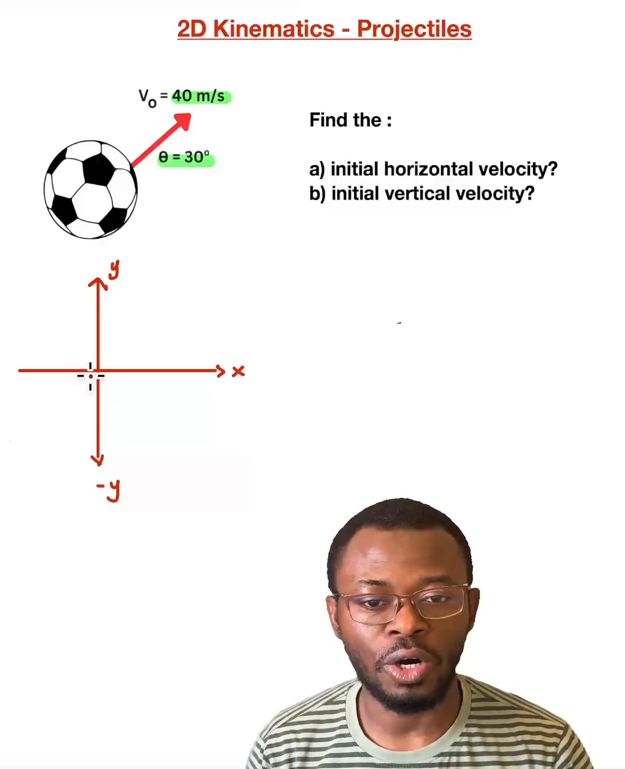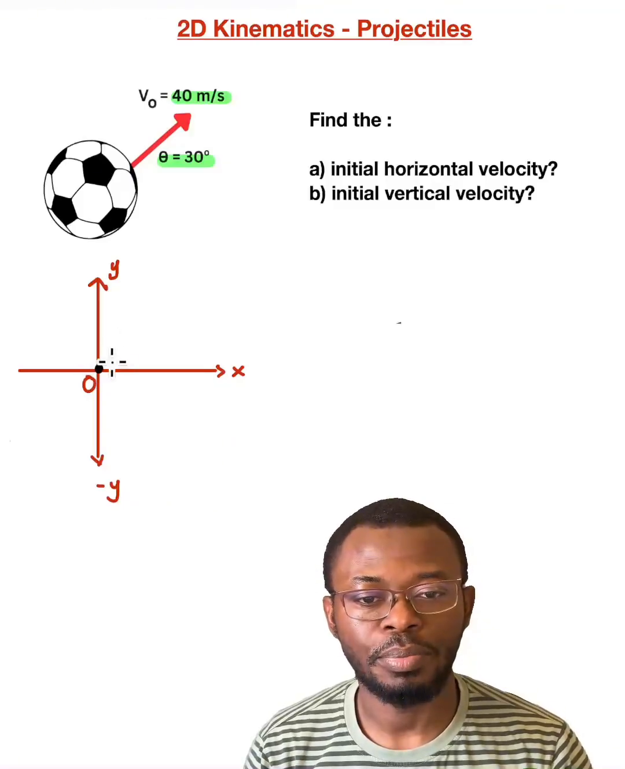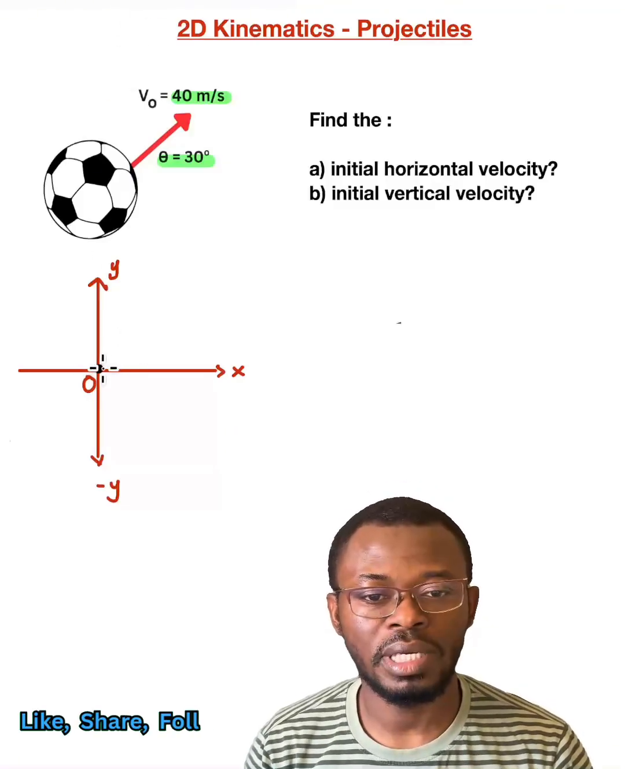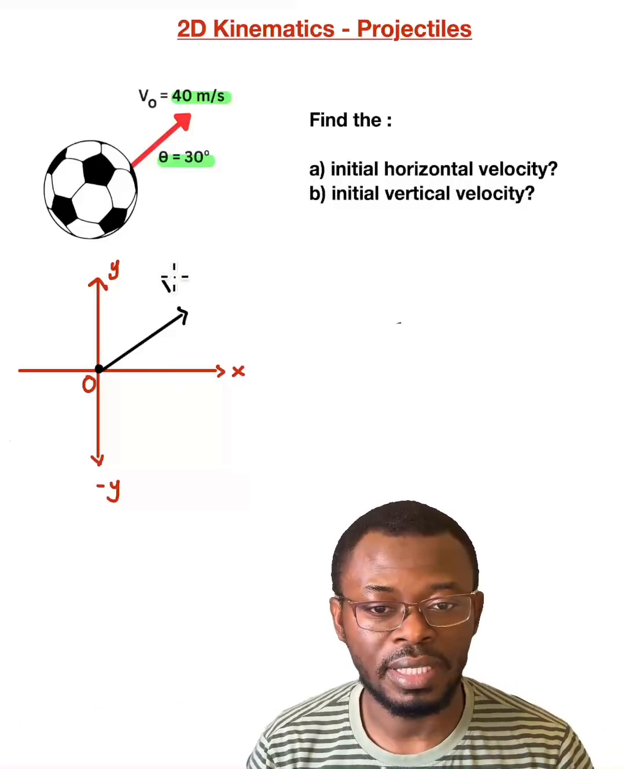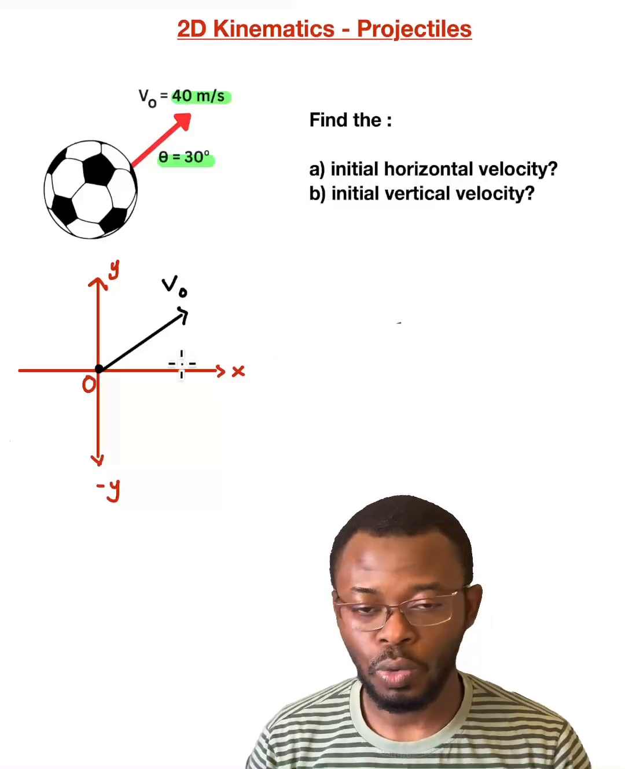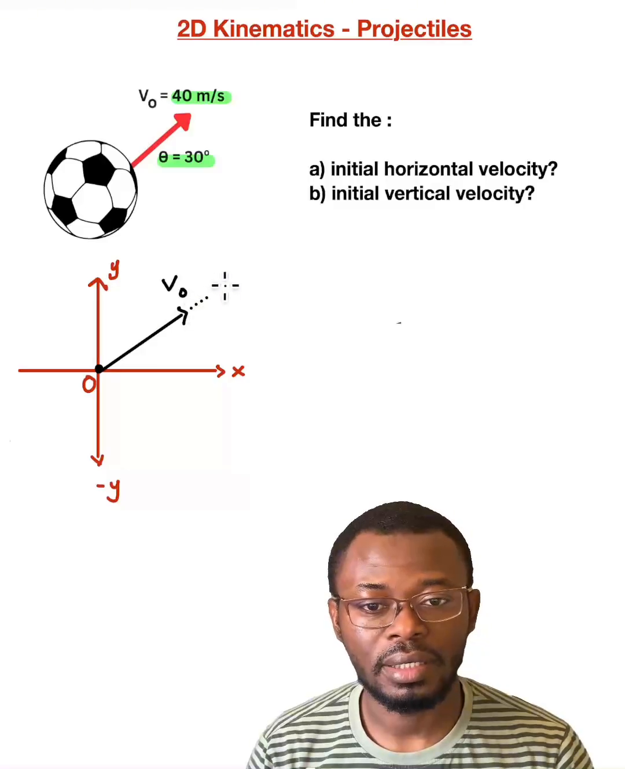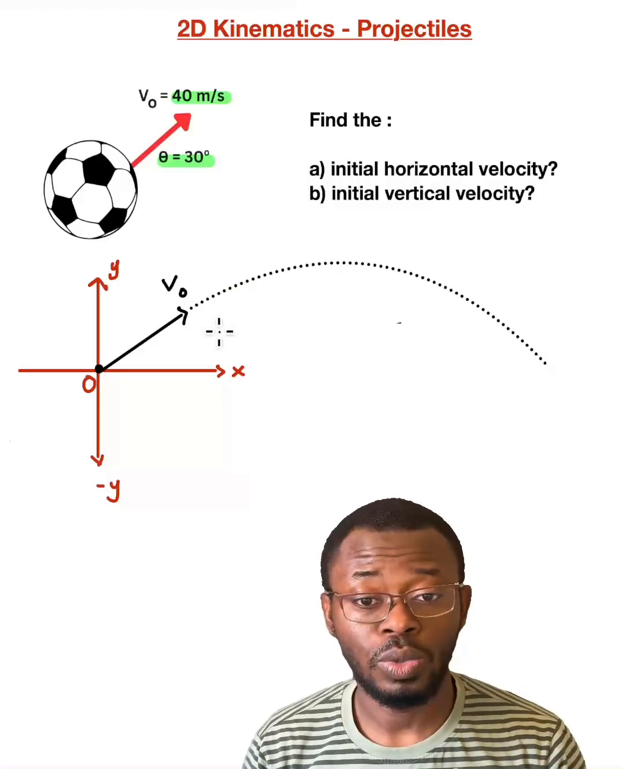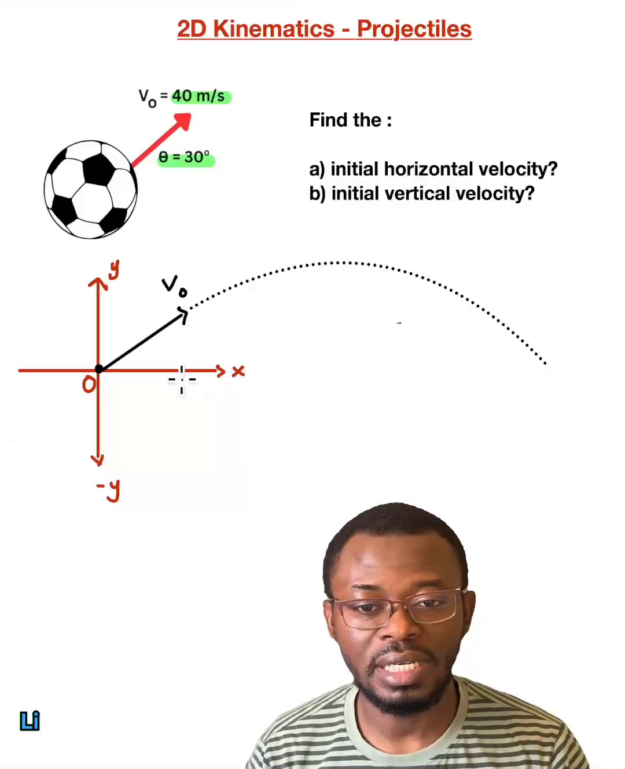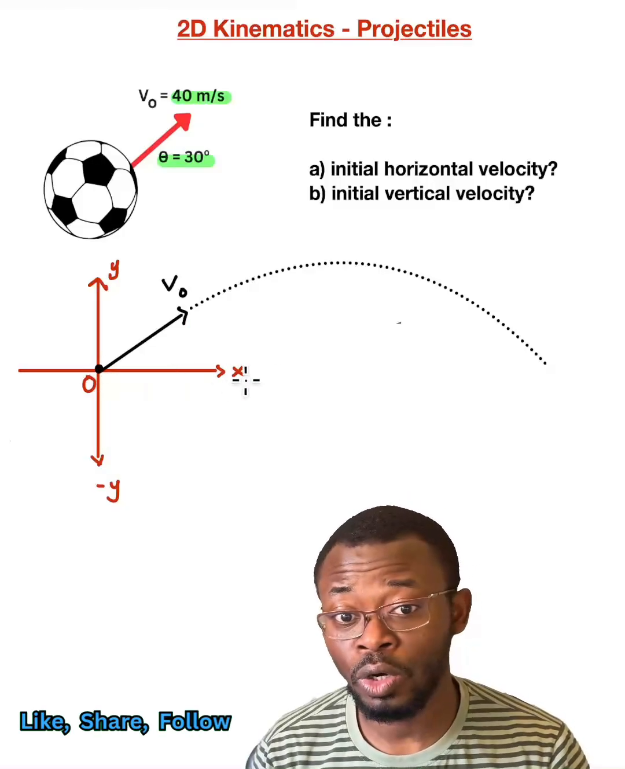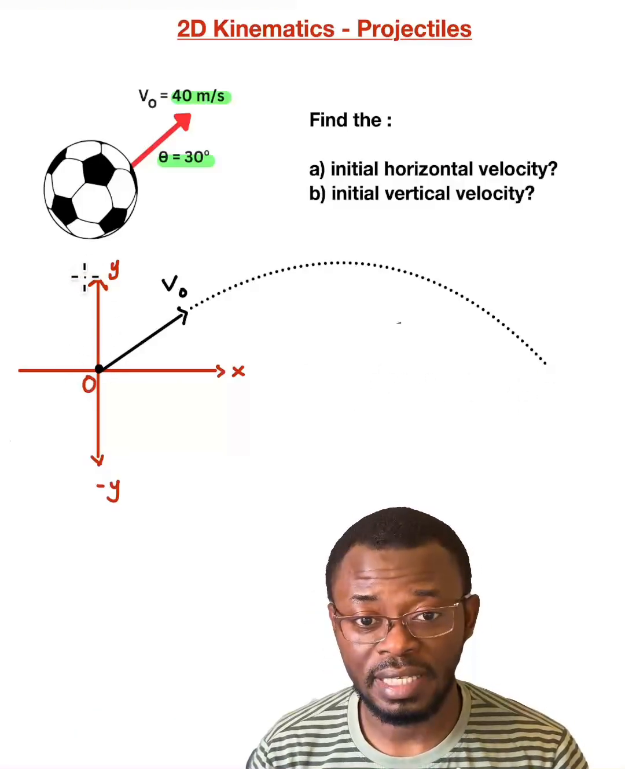So if we place the origin here, then we can place the ball at this location as a point. It is kicked with some initial velocity, which is a vector quantity represented as v naught. We know this ball is going to travel in a trajectory that is parabolic until it hits the ground. All we are interested in is to determine this initial horizontal speed or velocity which moves the ball horizontally, and then the initial vertical speed which moves the ball vertically upwards.